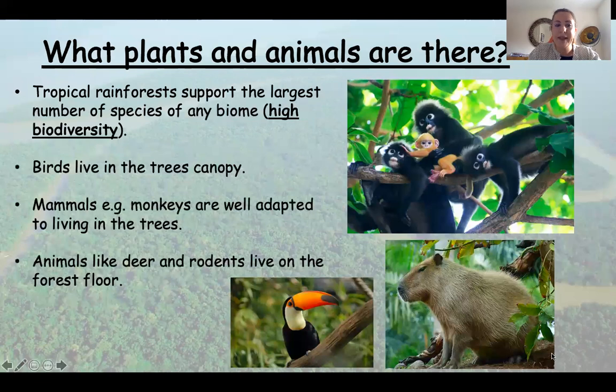Next bit is what plants and animals are there. We need that as a subtitle, again underlined with a ruler. If you want to draw any pictures or print any off to add a little bit to this, you can. But you need the 4 bullet points as well about what plants and animals are there. Basically, our rainforest has a high biodiversity, which means lots of plants, lots of animals.